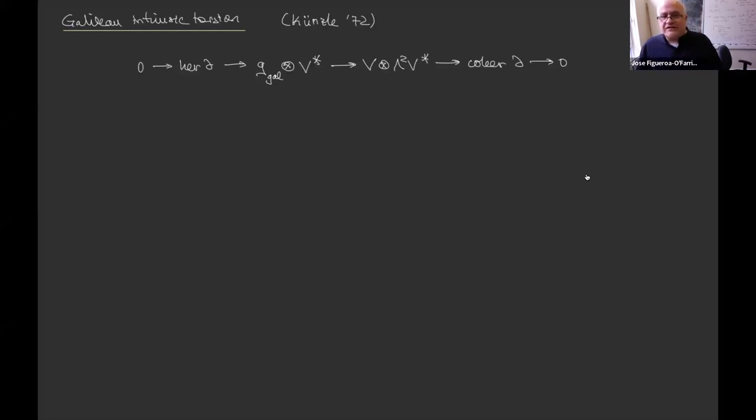Okay, so the first thing is that the kernel and the co-kernel, you can prove, I'm not going to do it because it takes time. So I'm just telling you results. So the kernel and the co-kernel are isomorphic as G modules. So that's the first thing. So kernel of D is isomorphic to the co-kernel of D. But in fact, they're both isomorphic to the exterior square of V star. And these are isomorphisms as G modules.